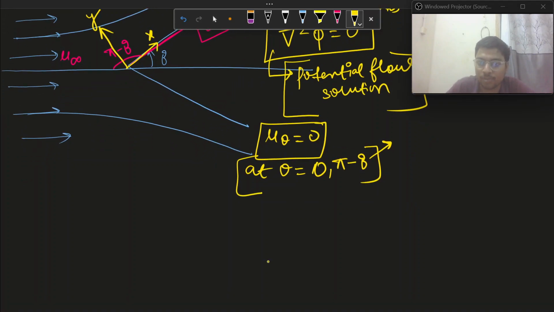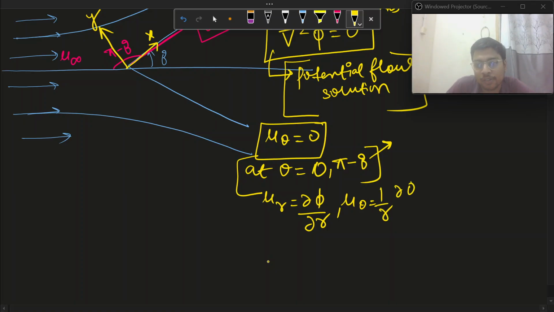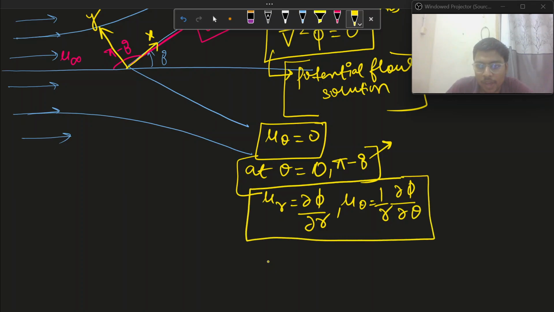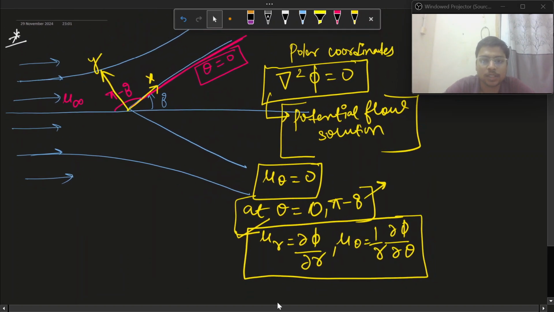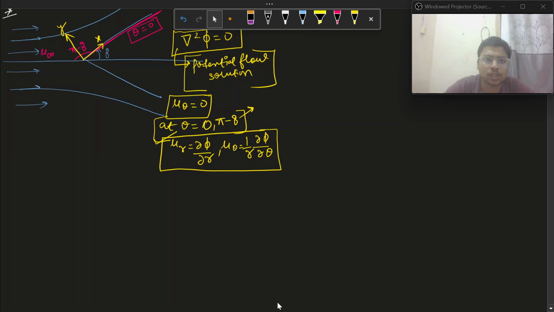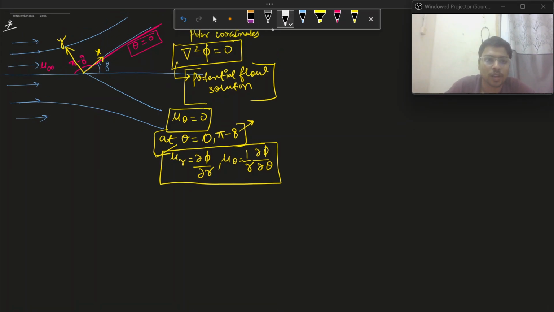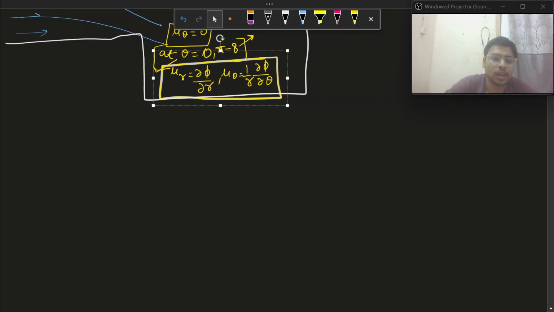And we can say that u r is equal to del phi by del r, and u theta is equal to 1 by r del phi by del theta. So this is like this, and now we start.